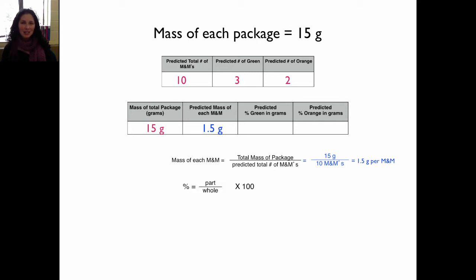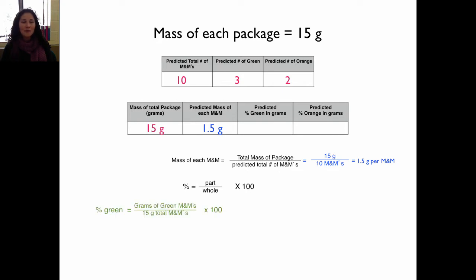And now I'm going to predict the percentage of green M&Ms in grams. In the next box, we're going to predict the percentage of green M&Ms in grams and the percentage of orange M&Ms in grams. A percent is a part divided by a whole. And in this case, we're going to take the part of green or orange M&Ms in grams and divide it by the whole mass of the package and multiply by 100%.